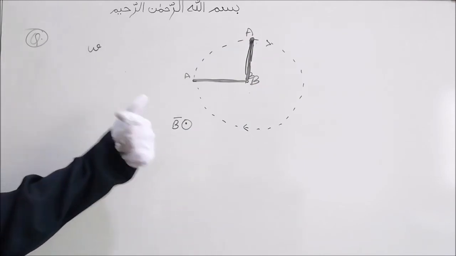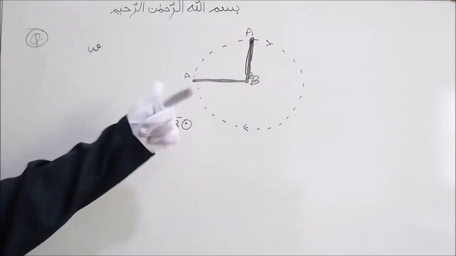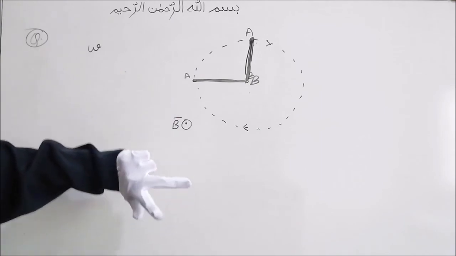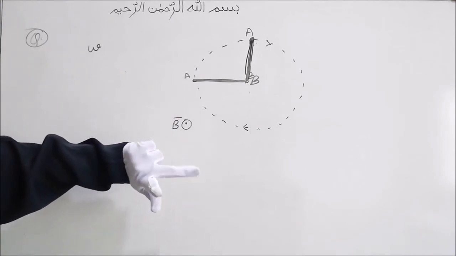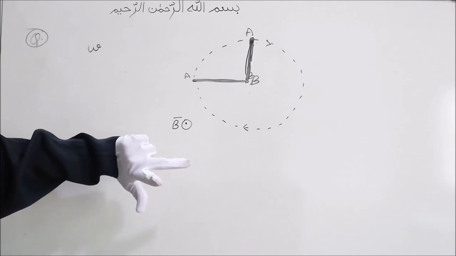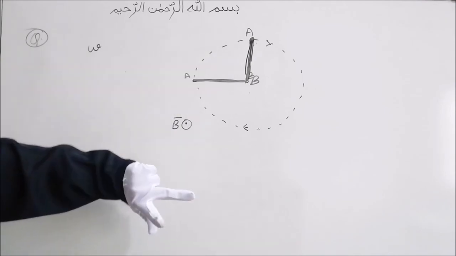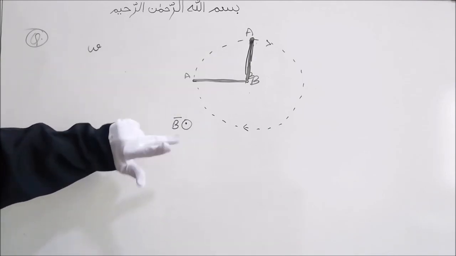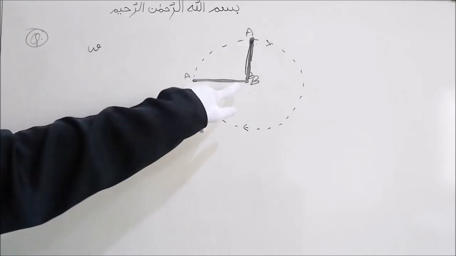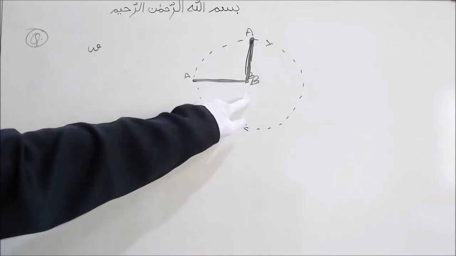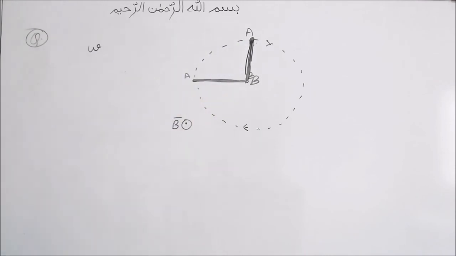So magnetic field outwards, velocity towards the right, that is this way, and the thumb will point in the direction of the force. So thumb is pointing downwards. So the force is downwards for positive charges. Therefore, B will be more positive with respect to A. This is the left hand rule.